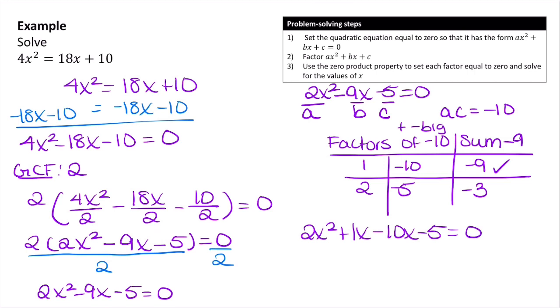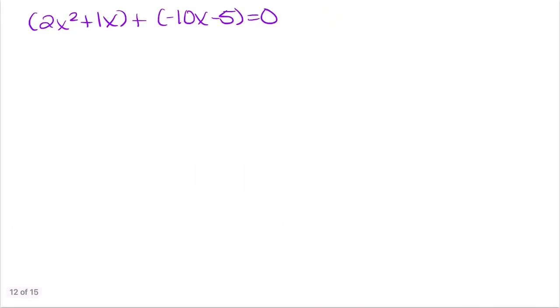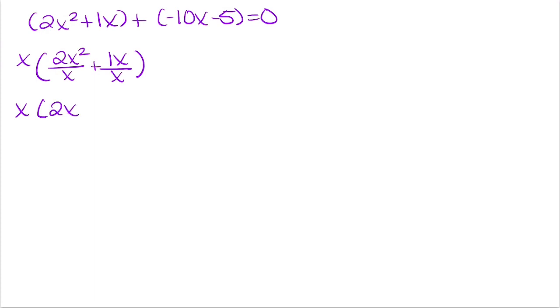Now I'm going to put my terms into two groups. So I have 2x squared plus 1x plus negative 10x minus 5, and that's equal to 0. So I'm going to continue this now. And so if I look at the first two terms, the GCF is x. So I'm going to divide both of these terms by x. And so let's go ahead and do that. And we get x times 2x squared over x is 2x plus 1x over x is 1.